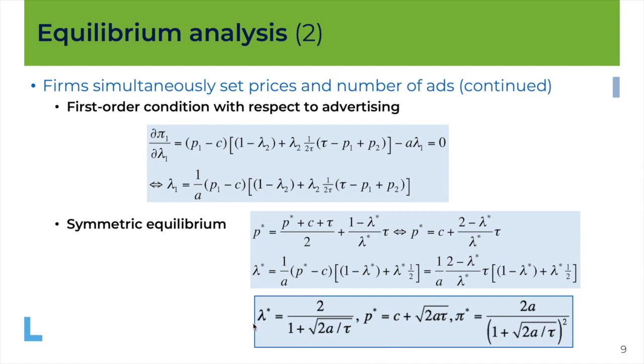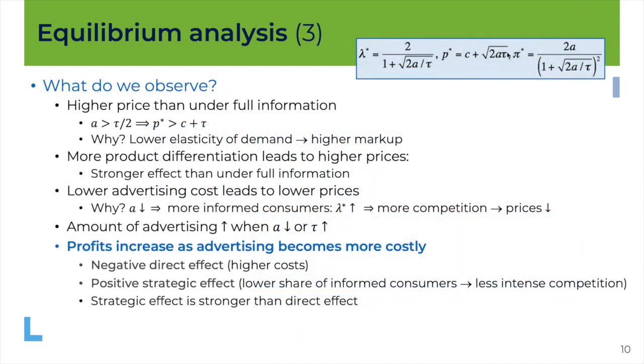So these are the equilibrium levels of advertising and prices, and this is the equilibrium profits of the firms. We just want to make some comparative static exercises. Now we want to know how these different values, lambda star, p star, and pi star, change with the parameters of the model, which are basically tau. Remember, tau is the measure of product differentiation. The larger tau, the more the consumers perceive the products as differentiated. And A is a measure of the cost of advertising. So the results are here.